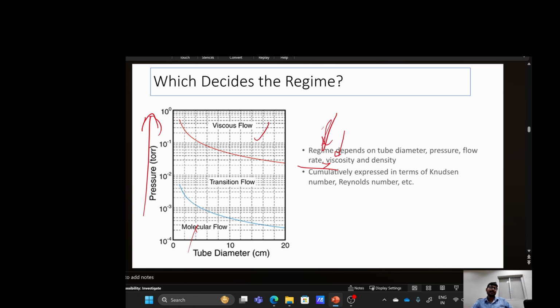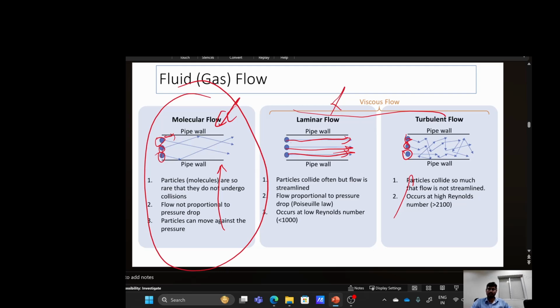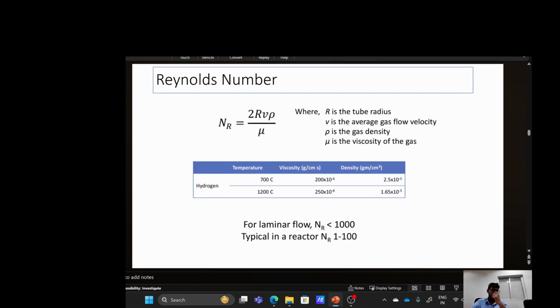So what are the parameters? There is the Knudsen number and the Reynolds number. With the Reynolds number we will look at whether the flow is laminar or turbulent. This is the typical Reynolds number that should be for the laminar flow. Most of the CVD reactors work in the laminar flow regime. So what is the Reynolds number that we will see?